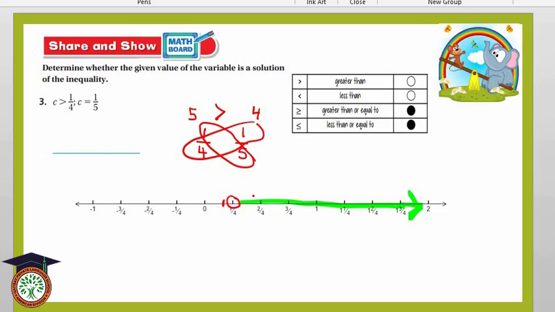Is it on our number line? No. So it's not a solution. So C equals 1 over 5 is not a solution. See, the number line makes it very easy, and it's fun drawing our number line. Just know the steps and everything will be fine.